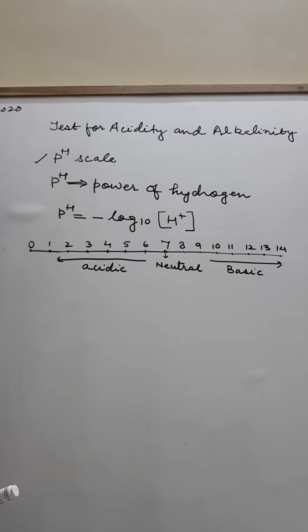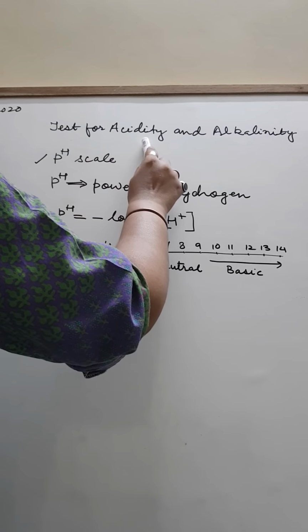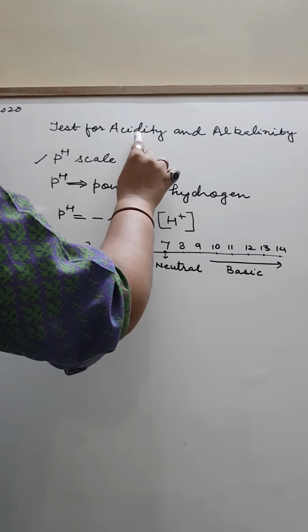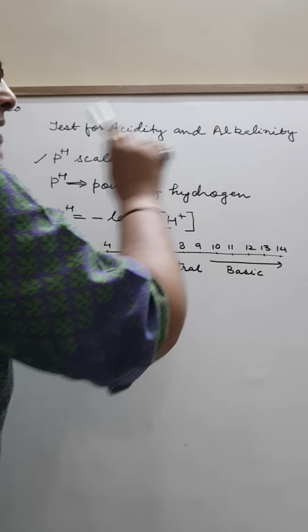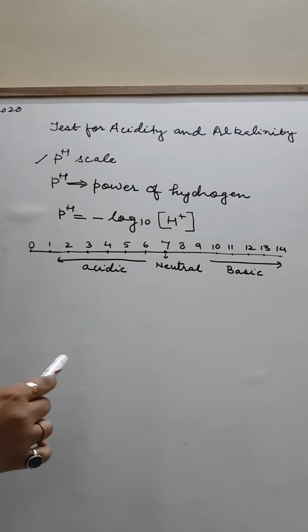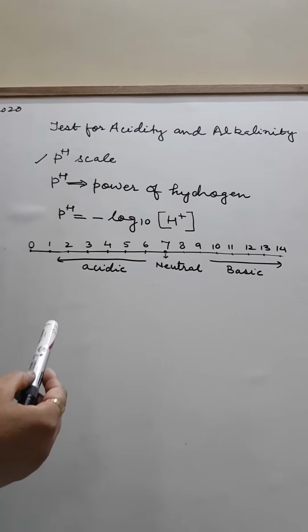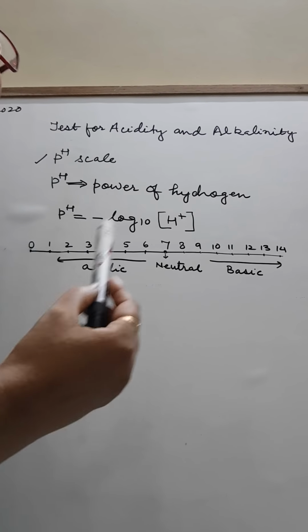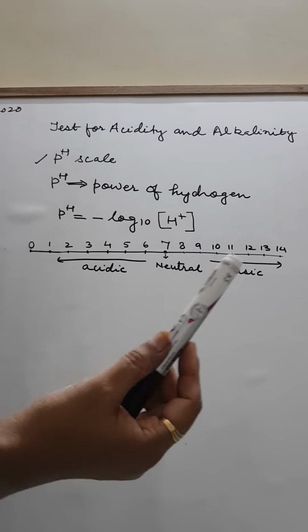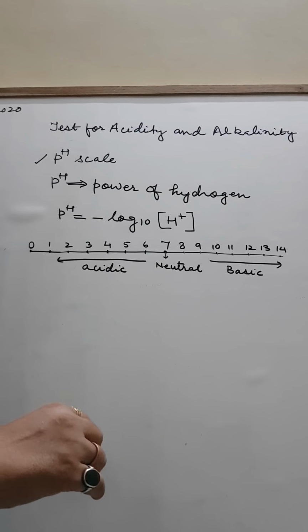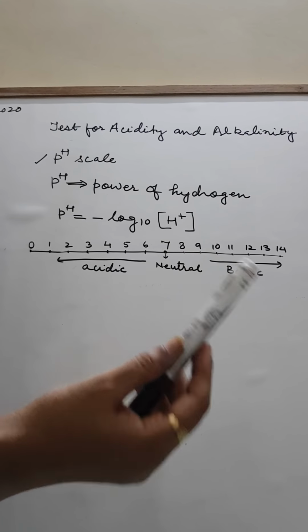So we are going to do test for acidity and alkalinity. Means test for acidic nature and basic nature. Now children, commonly we were doing it with the help of litmus or say phenolphthalein, methyl orange, those common indicators. Litmus turning red means it is acidic, phenolphthalein turning pink means basic.